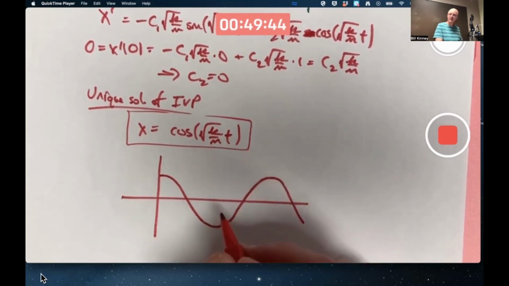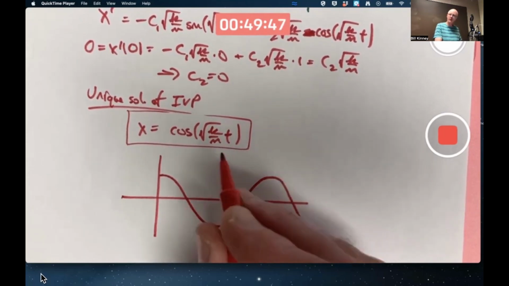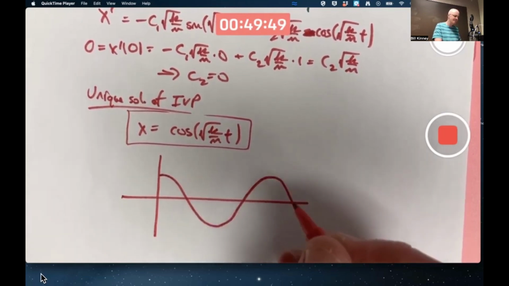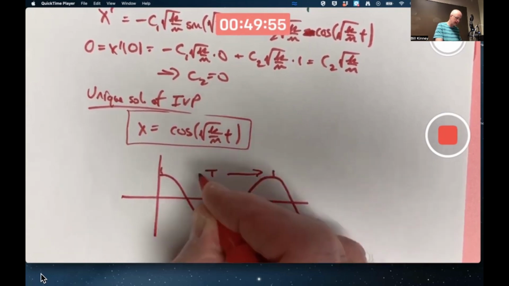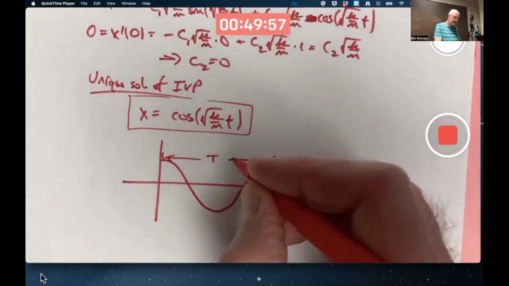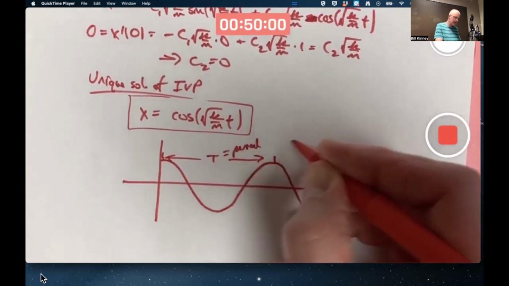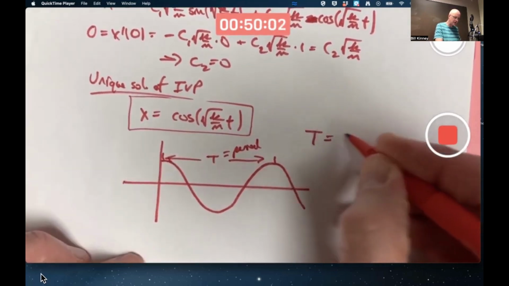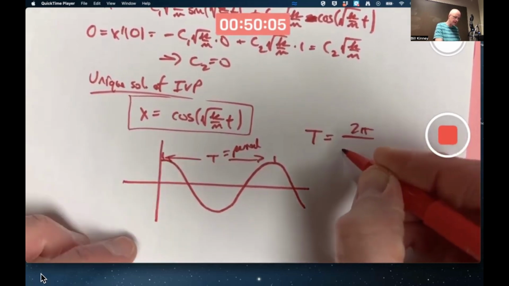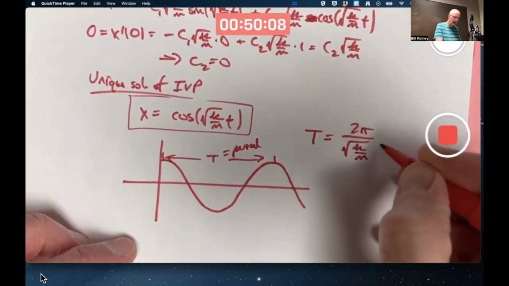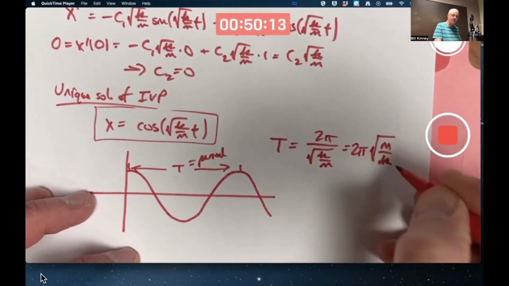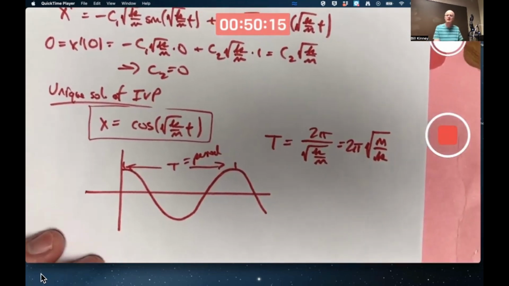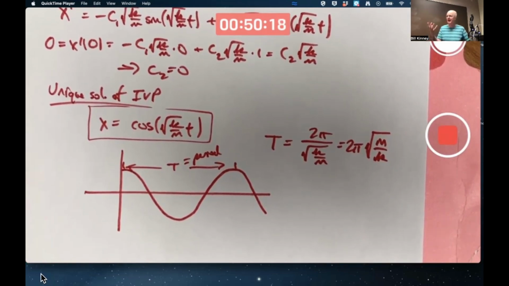Of interest is the amplitude and the period. The amplitude's simple, it's 1, though if you had both cosine and sine, the amplitude gets more complicated. The period's fairly simple to figure out as well, even if you had a sine in there. Period T can be found from the formula as 2 pi over the coefficient of t there, square root of k over m. The more common way to write that is 2 pi times the square root of m over k. You've probably seen that formula before.